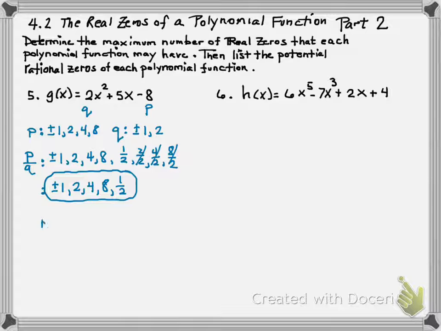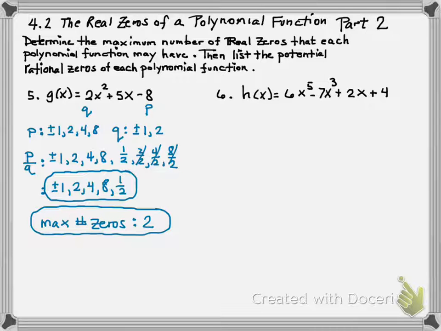Now, the max number of zeros, remember there's going to be whatever your power is, whatever your degree is on the polynomial function, so it's going to be 2. So even though you have 10 choices, plus or minus 1, 2, 4, 8, and 1/2, only 2 of those are going to be your zeros, the max number.